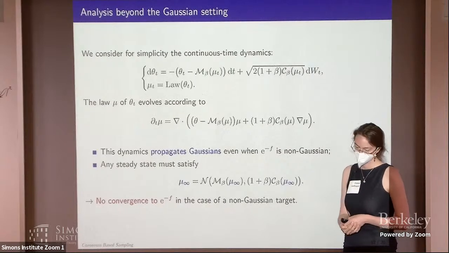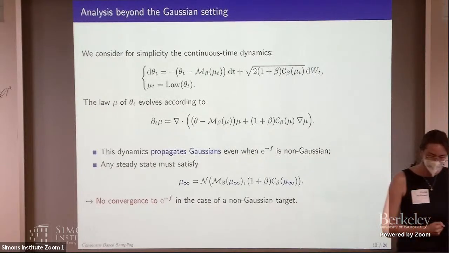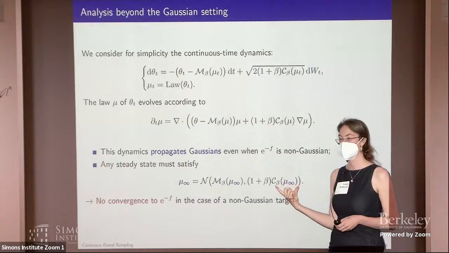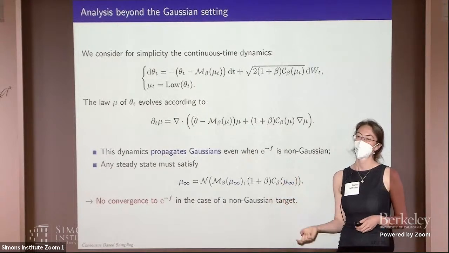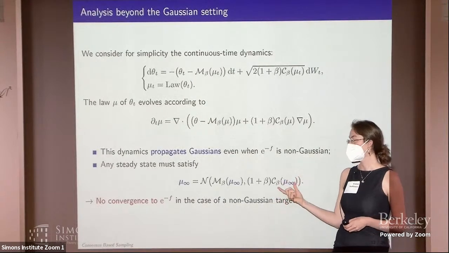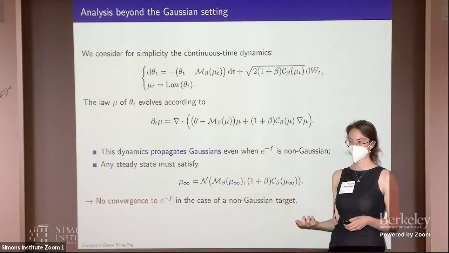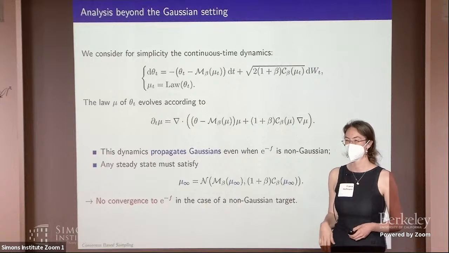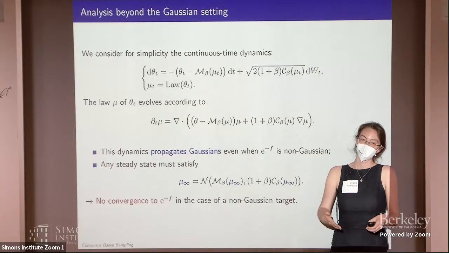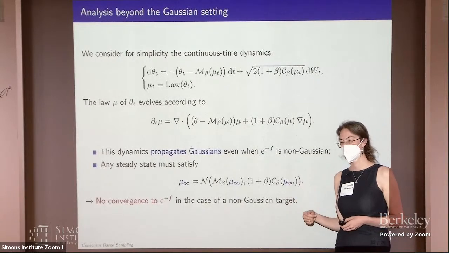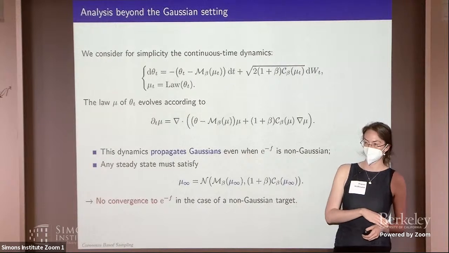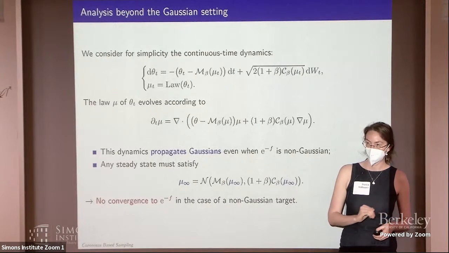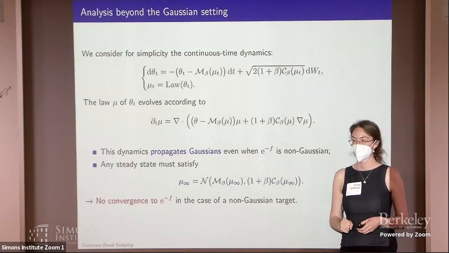Now, how close is it? This mu infinity depends on beta, right? And what we show, and that will come in a few slides, is that as beta goes to infinity, this mu infinity will converge to the Laplace approximation of your target distribution, e to the minus f.